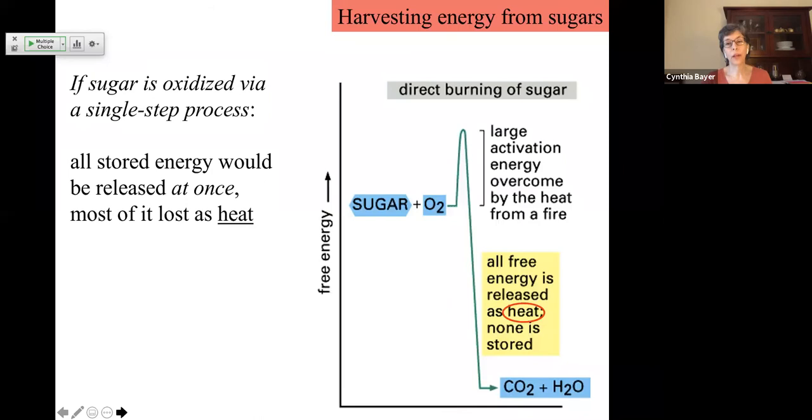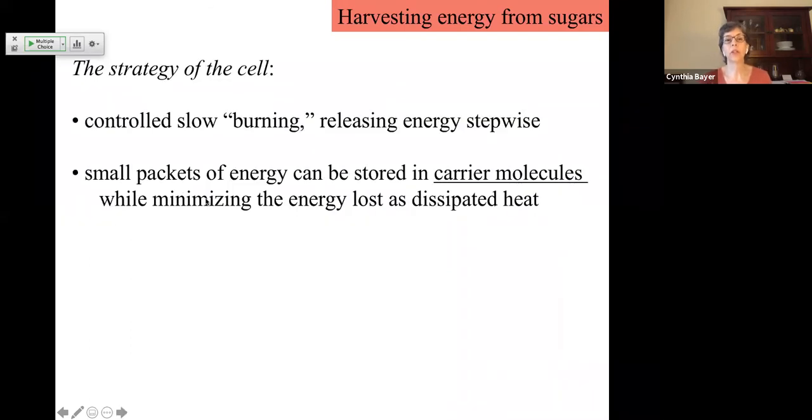But what a cell does is, instead of directly burning the sugar, it's going to oxidize the sugar in a number of very small steps. Slow, controlled, enzymatically catalyzed breaking down of that sugar, releasing the energy in small steps so that the energy can then be stored in carrier molecules. This also minimizes the energy that's wasted or lost as thermal energy that will just be dissipated from the cell.